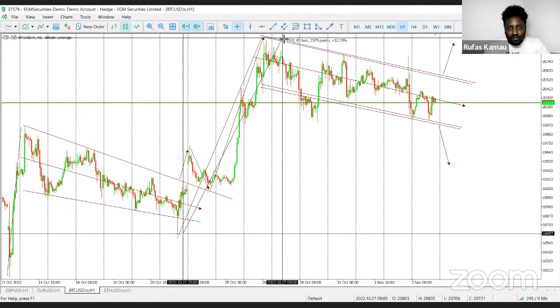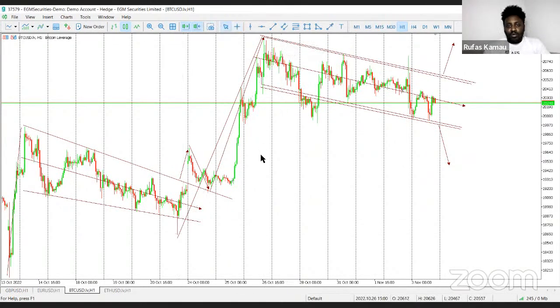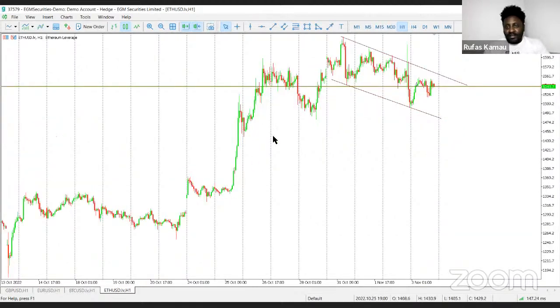For instance, this move was basically above 12.71%. So if you're able to capture a move such as that one, you make 10% on your position. And this is within a couple of days. This is 1, 2, 3, 4 days. Then it makes a lot of sense to invest in such a market. So the same case applies to Ethereum, similar thing.